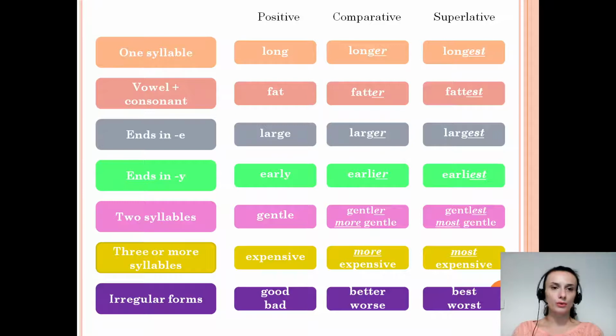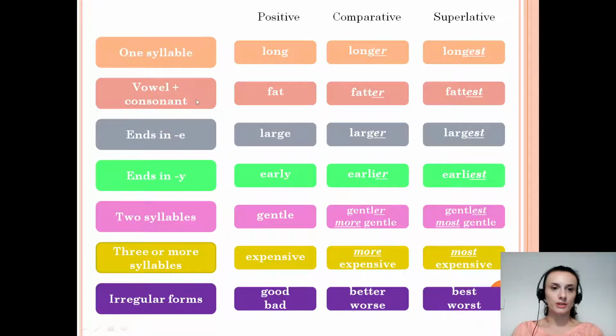There are several rules we need to follow when forming the comparative and superlative forms of the adjectives. These depend on the letters in the word and the number of syllables. For one-syllable adjectives, the rule is to add the ending er for comparative and est for superlative form. So in our example, we have long, comparative form will be longer, and superlative longest.